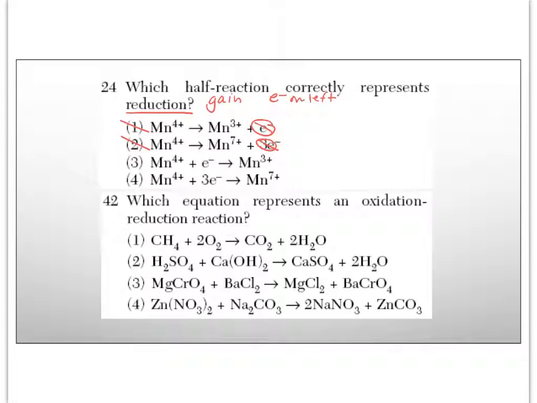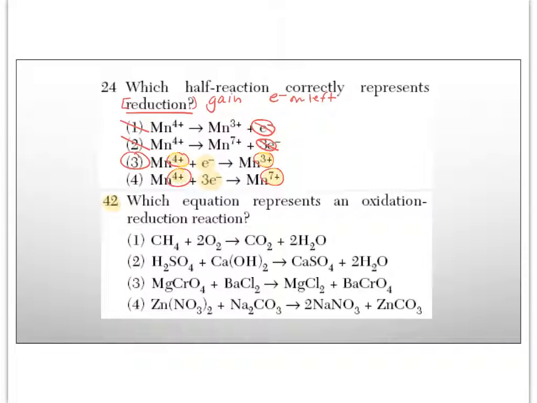The other thing we have to look at with reduction is that when something gets reduced, its oxidation state gets reduced. It goes from a higher number to a lower number. So which of these involves the oxidation states correctly going from a higher number to a lower number? It has to be choice 3, because we end up with a positive 4 plus 1 electron, which is negative, bringing us to a positive 3. Whereas choice 4 says a positive 4 plus a negative 3 is a positive 7, and that just doesn't work.